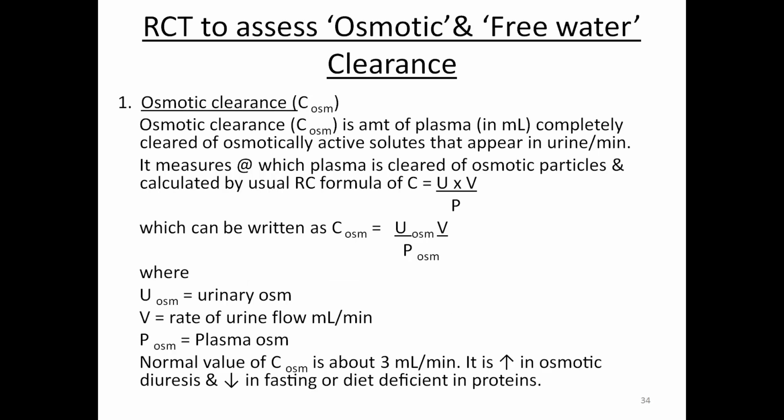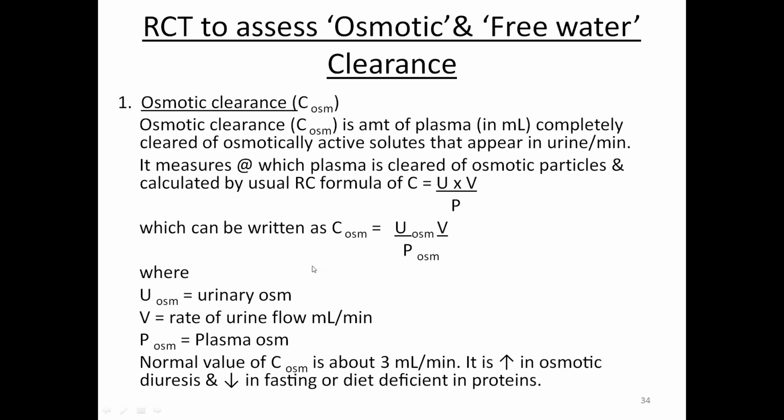Now, renal clearance tests are also used to assess osmotic and free water clearance. So, what is osmotic clearance? It's the amount of plasma in ml which is completely cleared of osmotically active solutes that appear in urine per minute. So it measures the rate at which the plasma is cleared of osmotic particles, and again the same formula for osmotic clearance: C is equal to U into V upon P.